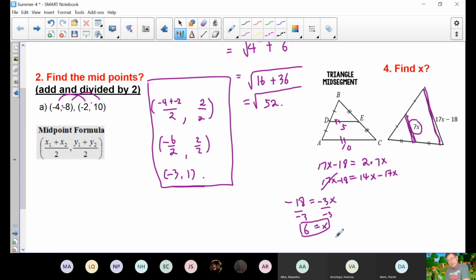X equals 6. Now remember, you multiply by 2. 5 times 2 is 10, right? So what we do, 7x times 2 is equal to this, which is 14x equals 17x minus 18. That's it.